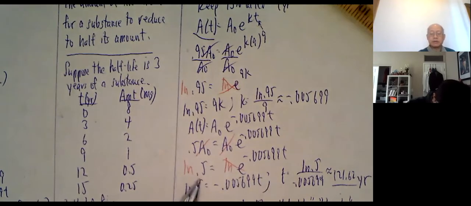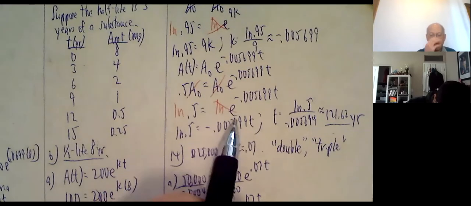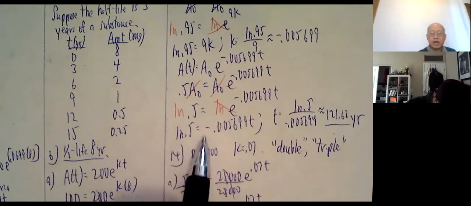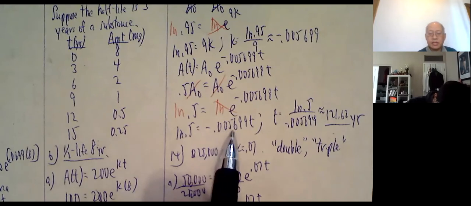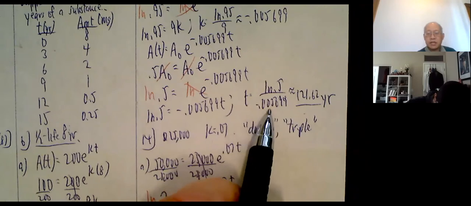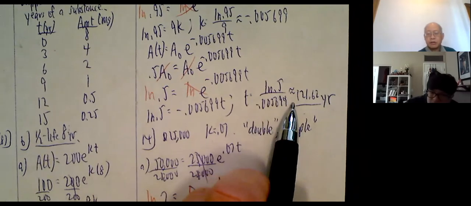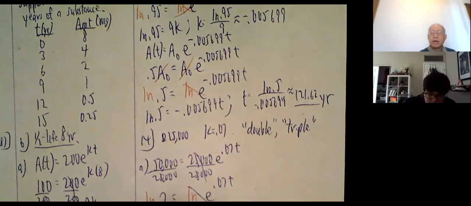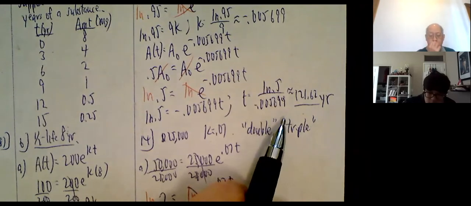Now take the natural log of both sides, right? So ln and e cancel out. Natural log of 0.5 is negative 0.005699t. Divide both sides by negative 0.005699. Approximately 121.62 years. Positive, not negative.